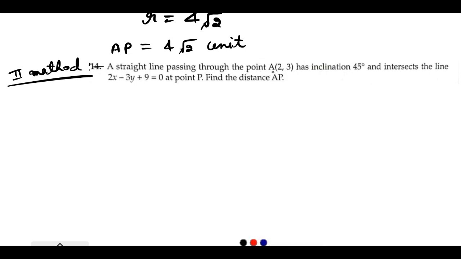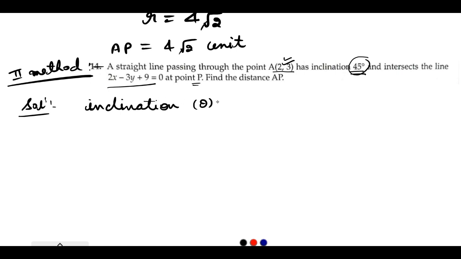A straight line passing through the point (2, 3) has inclination 45 and intersects this line at point P. Find AP. Now first of all, we are finding the equation of the line by inclination and this point using slope point form. Inclination is 45, therefore the slope of the line is equal to tan 45, means 1.